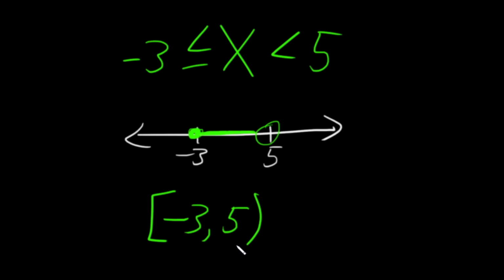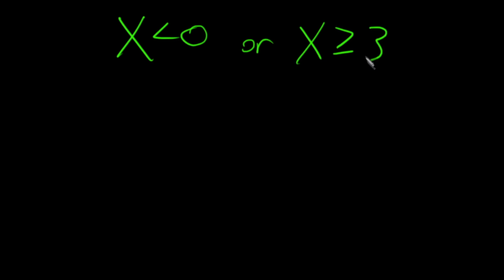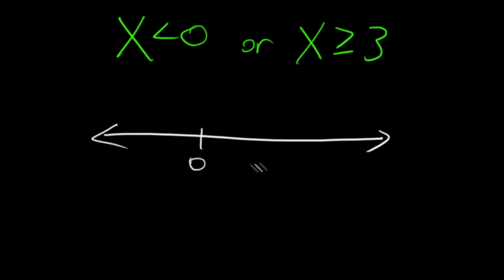Now what if we have two inequalities, one where x is less than 0 or x is greater than or equal to 3? Let's use the number line. Let's plot 0 here and 3 somewhere to the right and use the same rules. First we'll start with the circles. X is less than 0. It does not include 0, so we need an open circle. Because it's less than, we need to shade to the left.